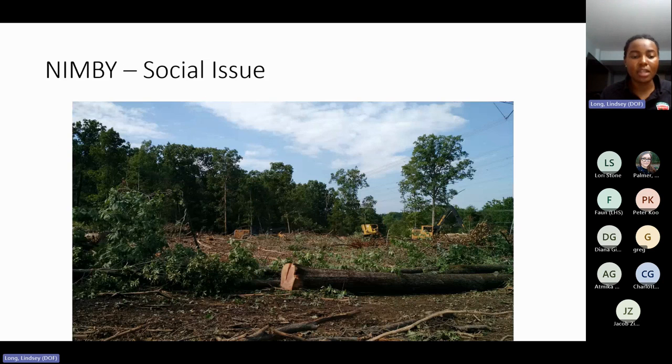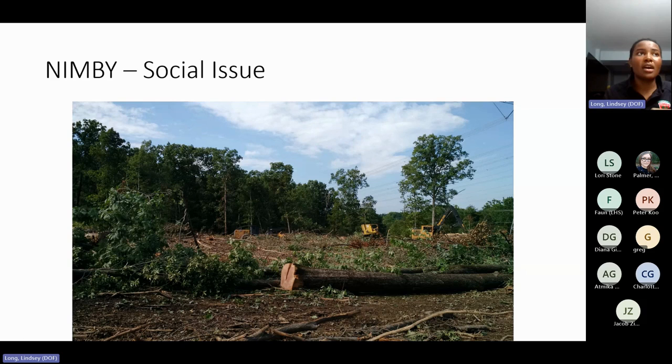What's after this? Okay. Not in my backyard. Not in my backyard, or NIMBY, is a social issue basically of where people who have the money and resources and time can basically lobby for things not to be in their area.